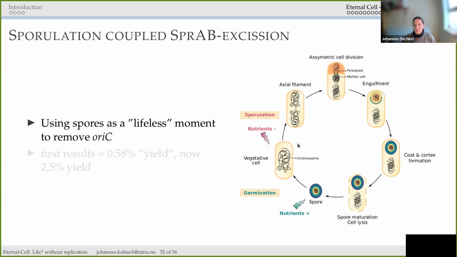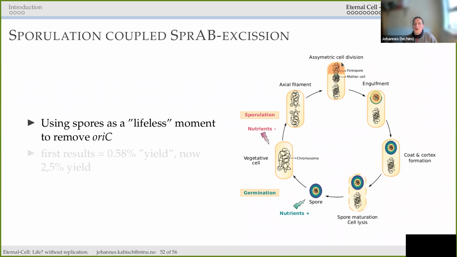So we have our normal happy vegetative cell, and it's growing. Then it gets some kind of stress and starts dividing, replicating its chromosome. Then it forms a so-called forespore and moves the chromosome into this forespore. And what now happens is that you have a differential gene expression. So you have a different gene expression in the so-called mother cell and in the forespore.